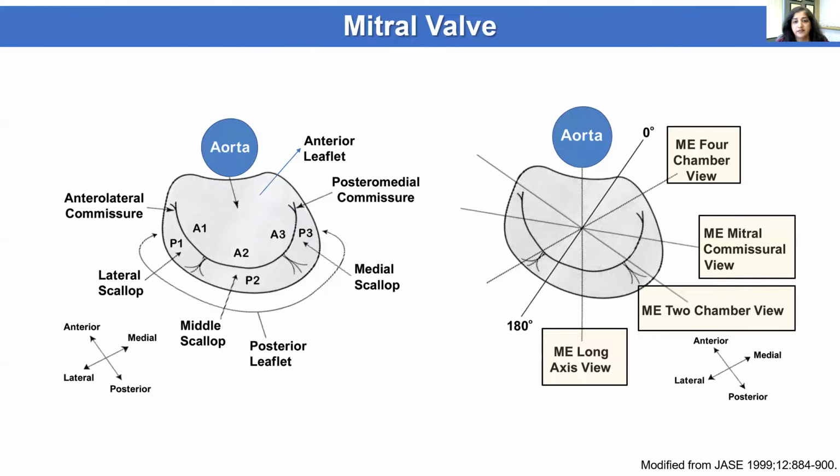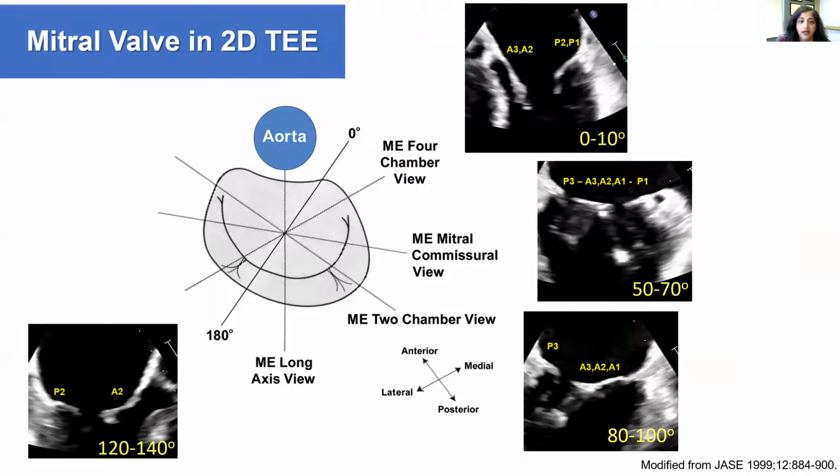To interrogate the mitral valve in 2D TEE, we would rotate the transducer array to get a mid-esophageal 4-chamber view, commissural view, 2-chamber view, and long axis view. You can see here that at different degrees, you see different parts of the mitral valve and different parts of the leaflets. And you can expect some questions or some understanding of these views on your echo boards.